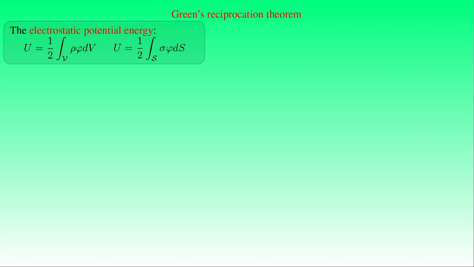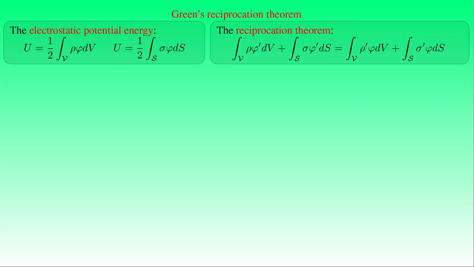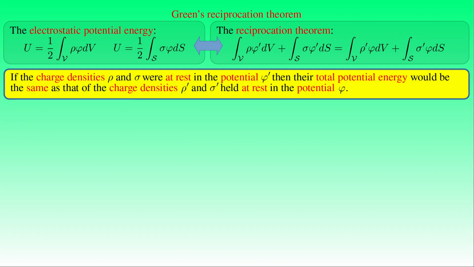By taking a look at the volume and surface integrals in Green's reciprocation theorem and comparing them with the two integrals of the electrostatic potential energy of a charged system, we can interpret the reciprocation theorem as follows. If the charge densities ρ and sigma were at rest in the potential phi prime, then their total potential energy would be the same as that of the charge densities ρ prime and sigma prime held at rest in the potential phi. In order to illustrate this statement, let us derive the version of the reciprocation theorem for systems of point charges from the definition of the electrostatic energy of such systems.